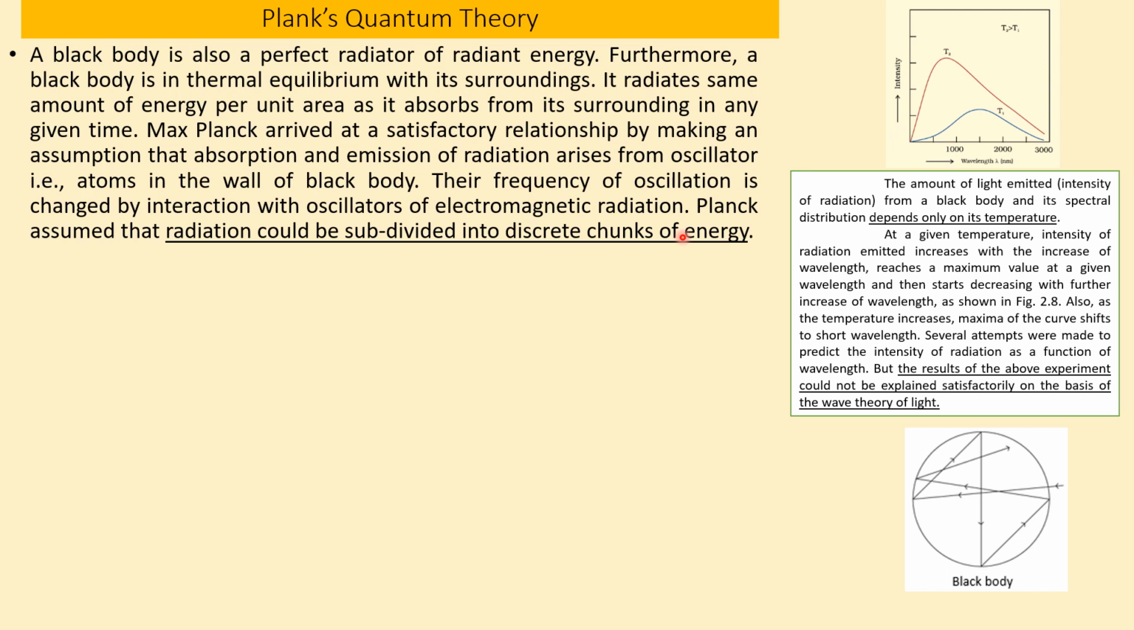Max Planck arrived at a satisfactory relationship by making an assumption that absorption and emission of radiation arises from oscillators, that is, atoms in the wall of the black body. Their frequency of oscillation is changed by interaction with oscillators of electromagnetic radiation. Planck assumed that radiation could be subdivided into discrete chunks of energy.